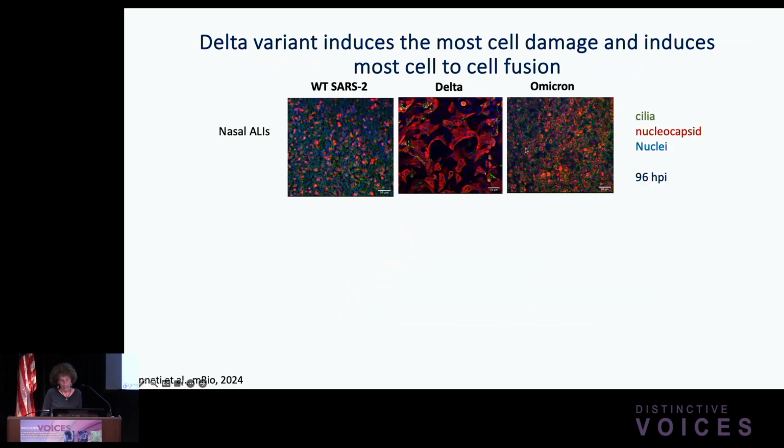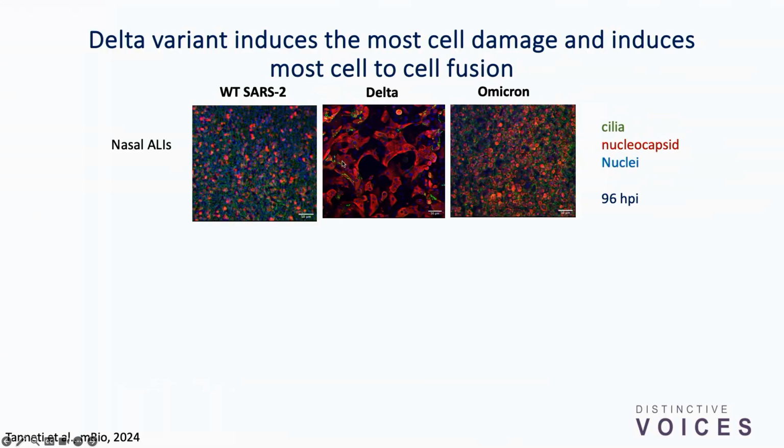But then when we look at these same cultures infected with wild type, Delta, and Omicron, what we do is we stain these cultures with an antibody against a viral protein. So the red represents infection. The green represents cilia, and then the blue is just nuclei of the cells. And we can see that the cultures look really different for each virus.